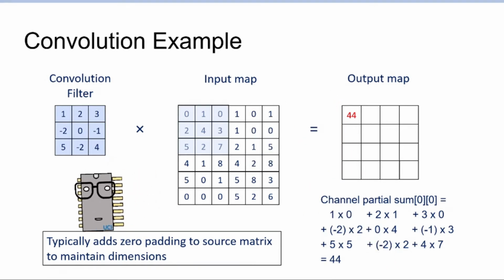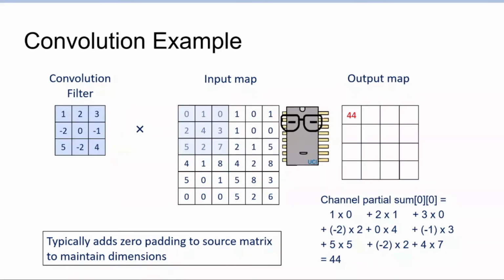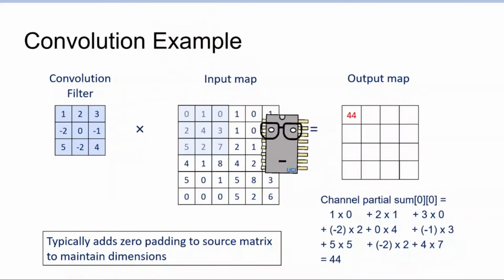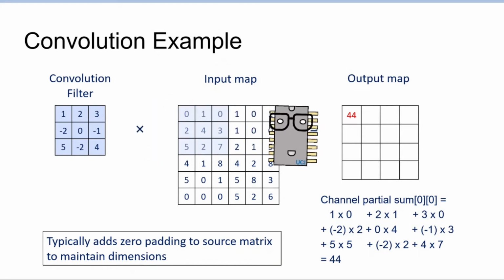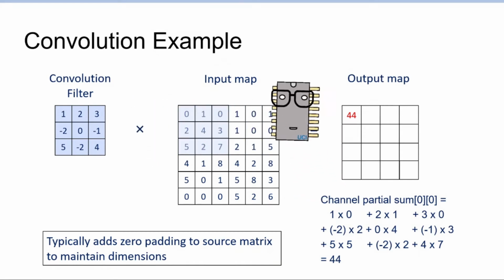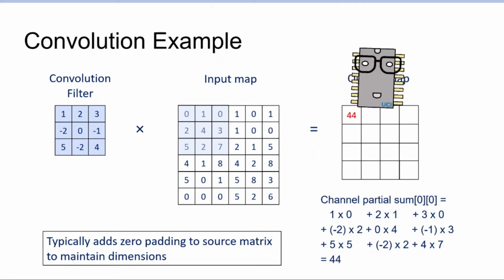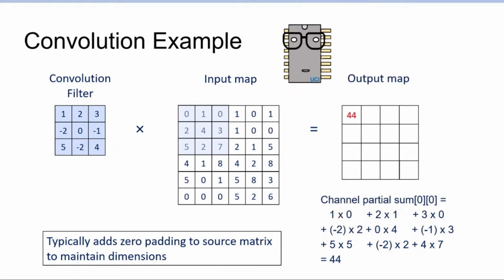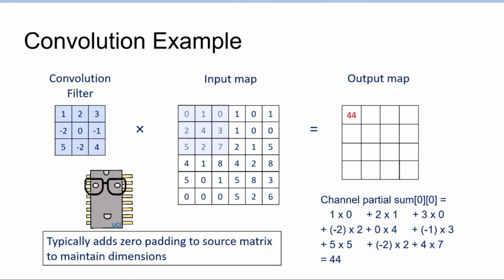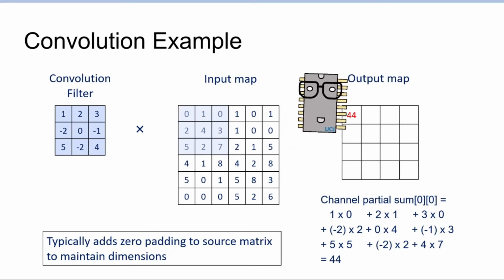Depends on your implementation. Because if you slide it forward like this, we won't be emitting values for this 0, this cornermost cell, for example, you can either create an output map that is smaller than the input map, or you can pad the edges with zeros to create the same size output map as the input map. It depends on your model design. Typically you can add 0 padding to the source matrix to maintain the dimensions, to have the same size output map as the input map. It depends on your model.